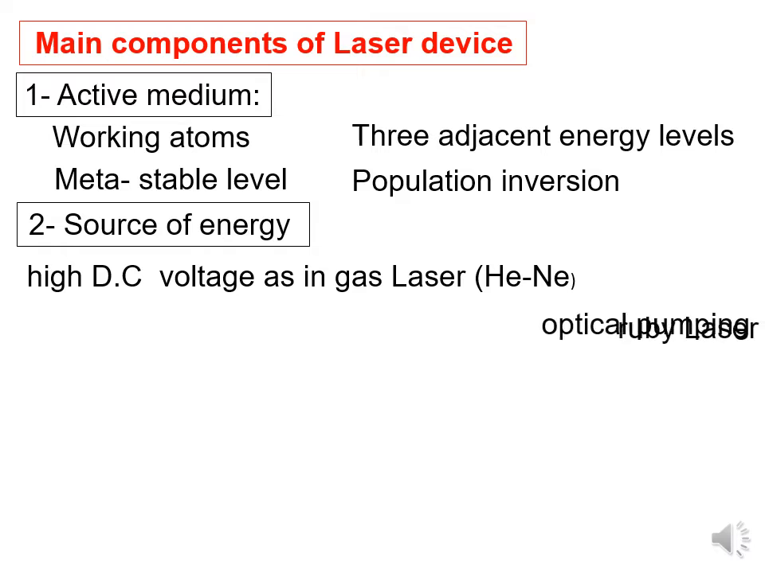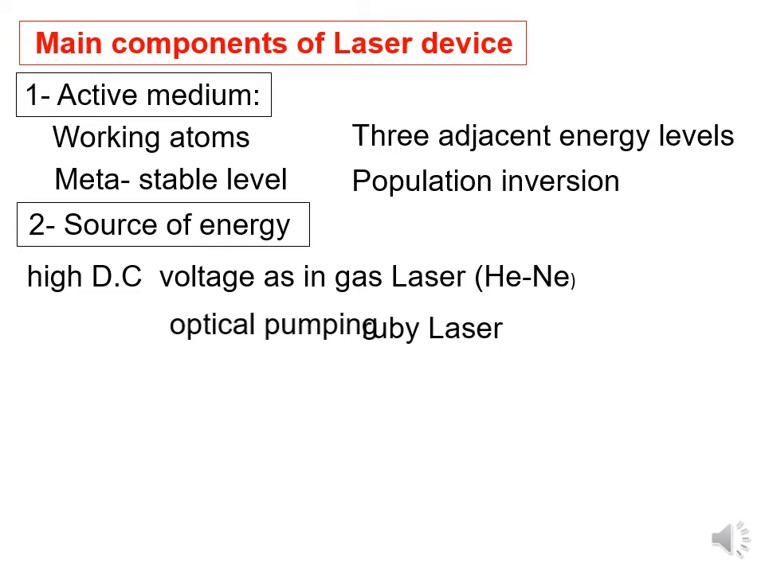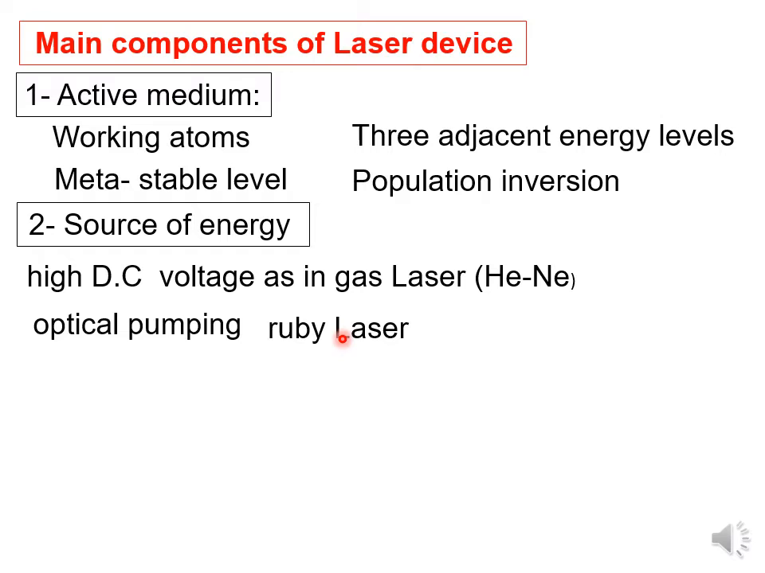The source of energy may also be optical pumping, like in the case of ruby laser. Optical pumping is the excitation of working atoms from the ground level to higher levels by means of photons produced by a discharge tube. So optical pumping is the excitation of working atoms from the ground level to the higher levels by means of photons produced by a discharge tube, as in ruby laser.